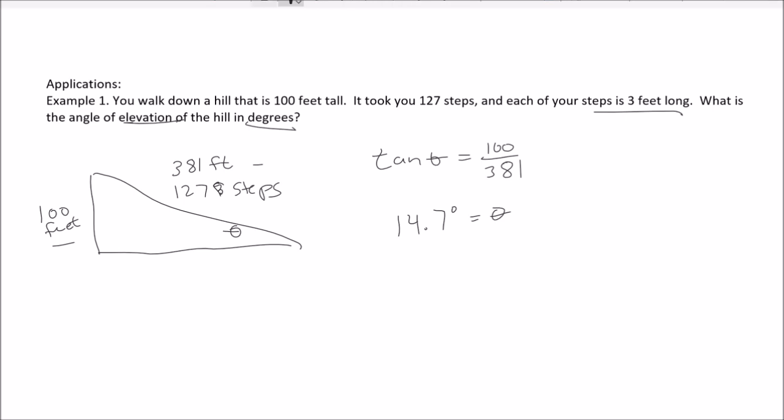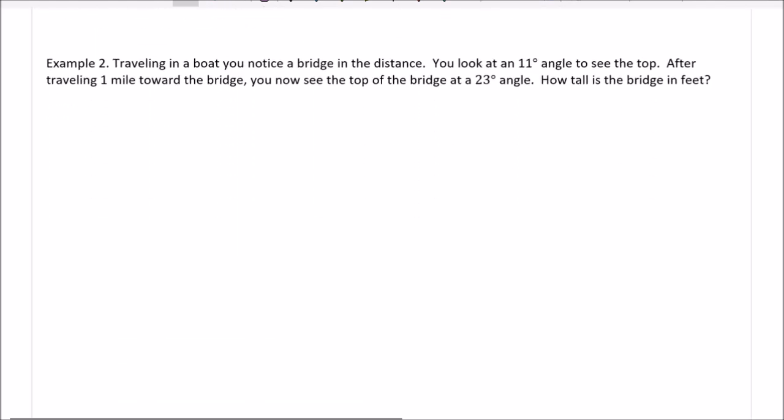That's kind of like a simple introduction question. That's the kind of thing we probably could have done in our geometry class. Now let's get into a question that may have been a little bit challenging for the geometry days. Here it is. We're traveling in a boat, and we notice a bridge in the distance, and we look at it at an 11-degree angle to see the top of the bridge. After traveling another mile toward the bridge, we can now see the top of the bridge at a 23-degree angle, and we have to determine how tall that bridge is measured in feet.